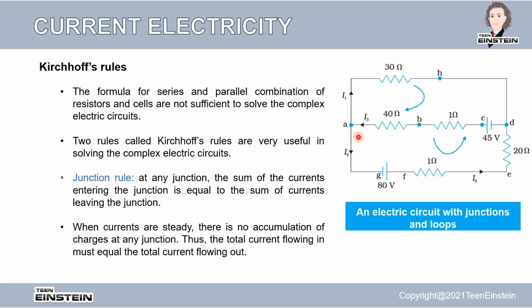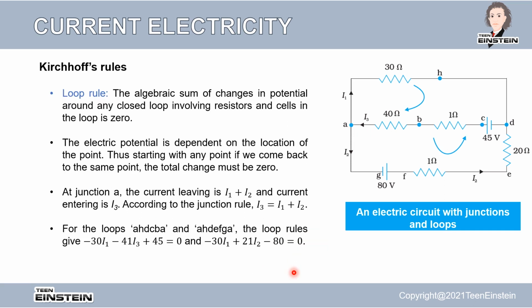So the sum of the currents coming in has to be equal to the sum of the currents going out from the junction. When currents are steady, there is no accumulation of charges at any junction. Given that the charges don't stay at this junction, they always leave, there is no accumulation of charges. Thus, the total current flowing in must equal the total current flowing out.